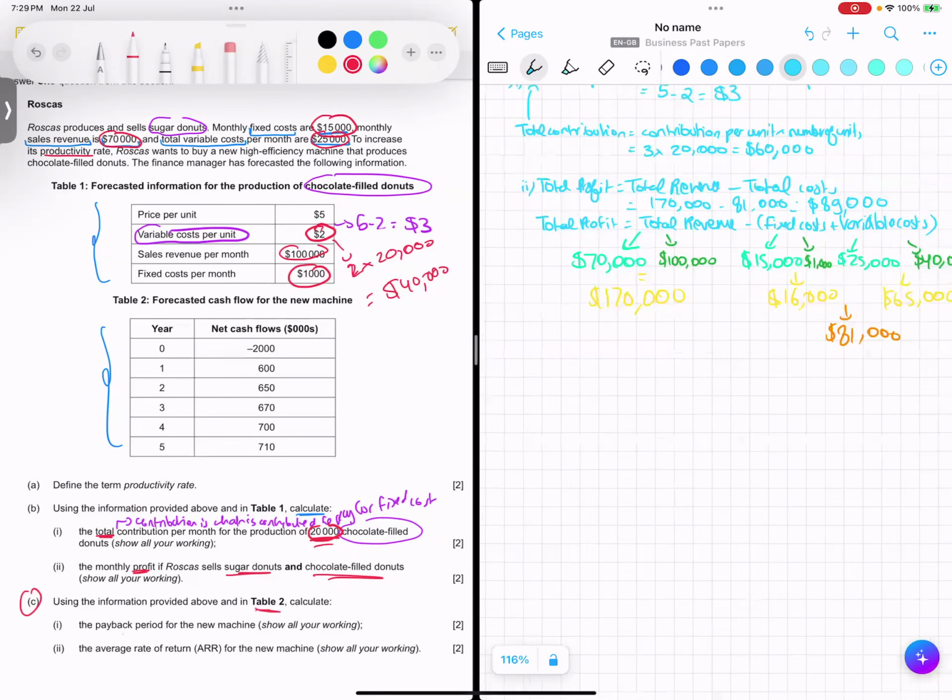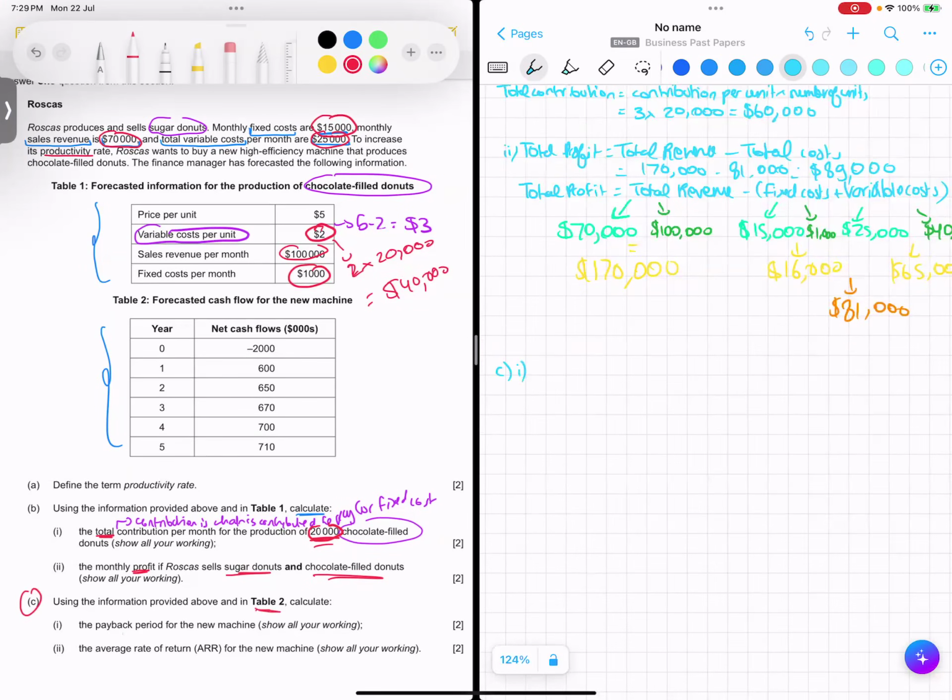Okay, so we have C, we have C1. So here we just do the simplest thing. Always, guys, when you get a payback period question, most of the time you just have to really just do this. So here you put year, you put net cash flow, and I'm gonna put in dollars because I like to include my zeros personally. You don't have to, but I just do that.